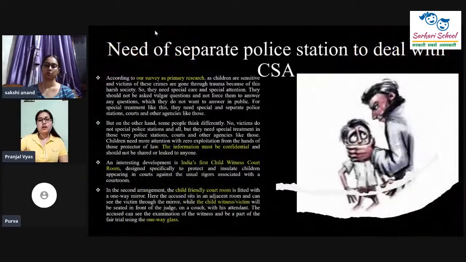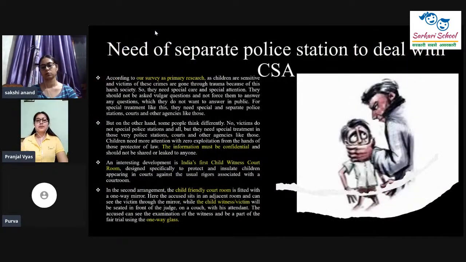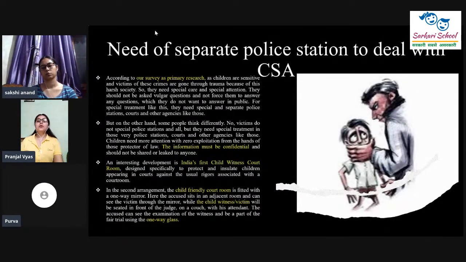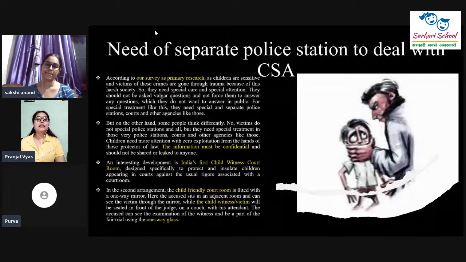Next is, do we need a separate police station to deal with child sexual abuse? According to our survey, which asked this question, we received some differing opinions. Some people feel that children are very sensitive, and if they become the victim of these crimes, they go through a lot of trauma because of our harsh society. So yes, we need special care.